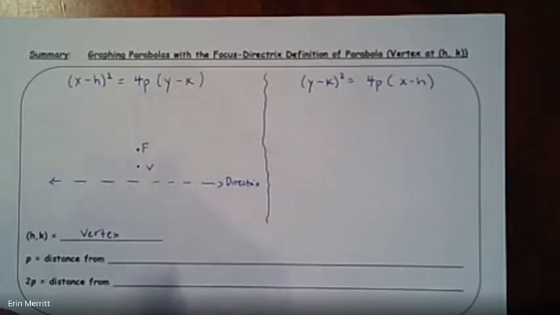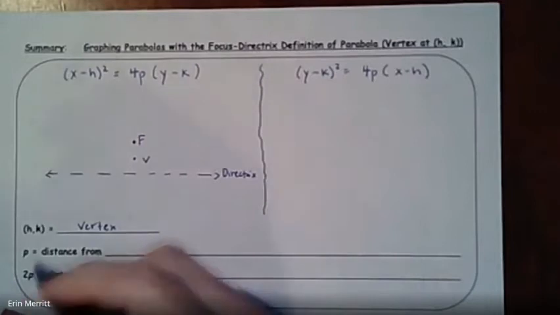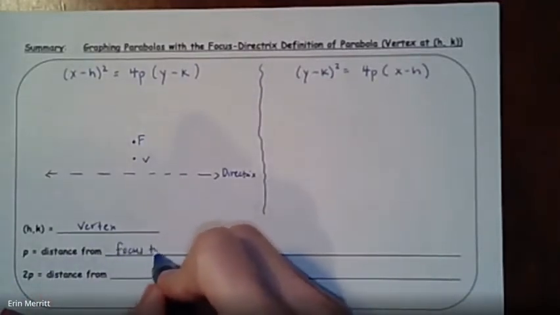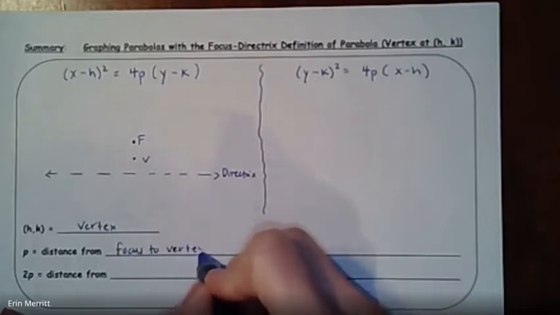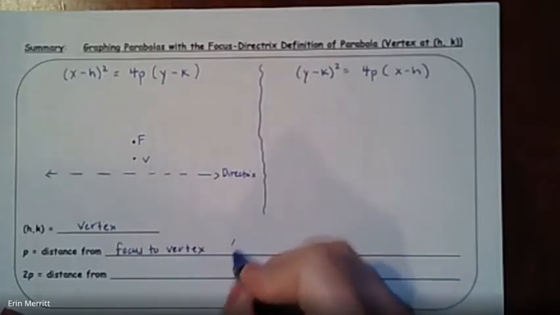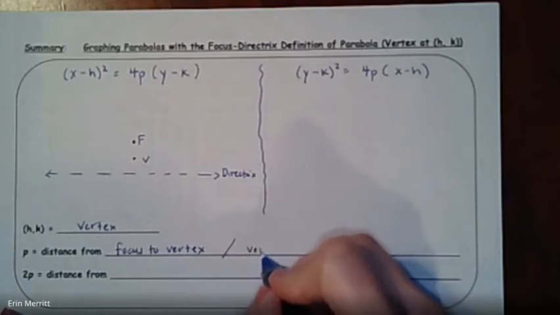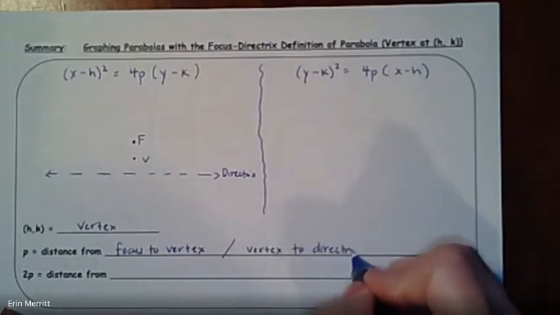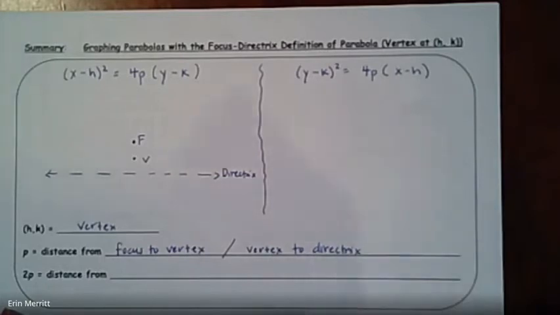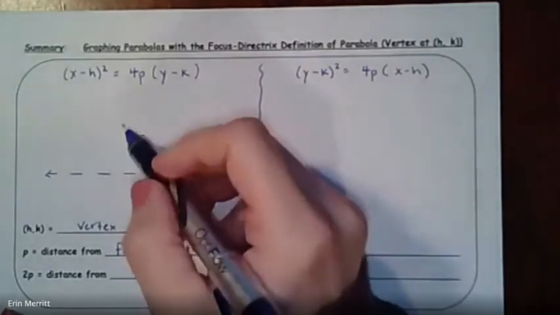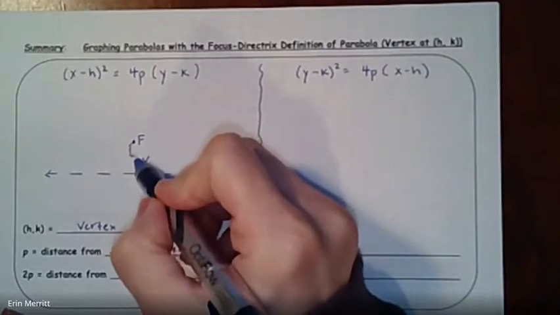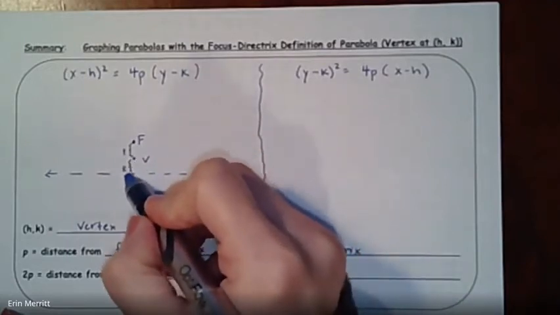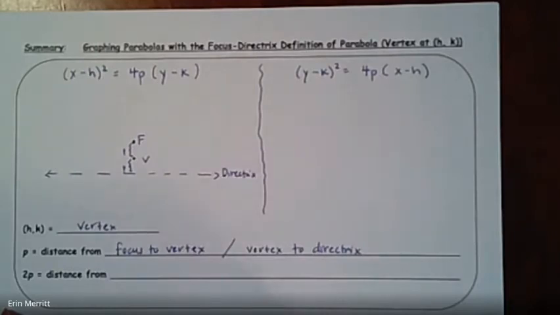And then where the p value comes into this, p represents the distance from the focus to the vertex, as well as the distance from the vertex to the directrix. So what that means is on your cute little picture right here, this little distance right here from F to V, that's your p value. And then from V to the line, that's also your p value.